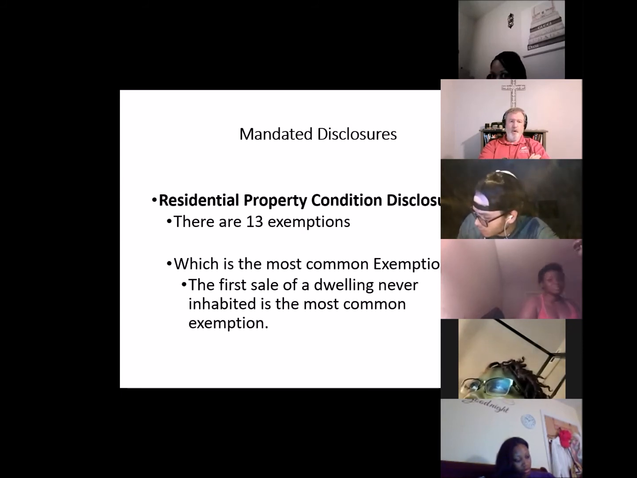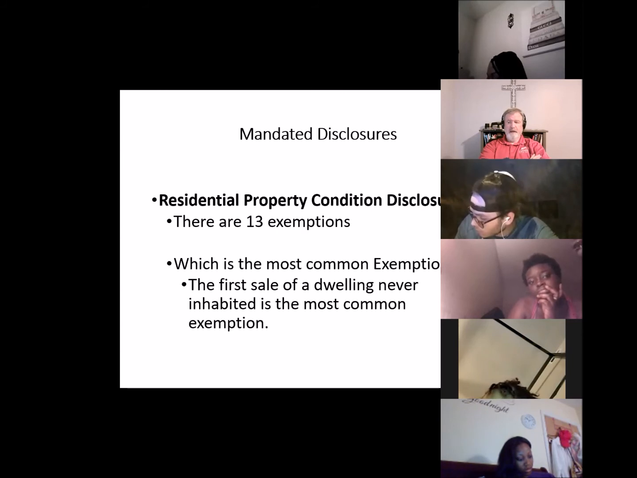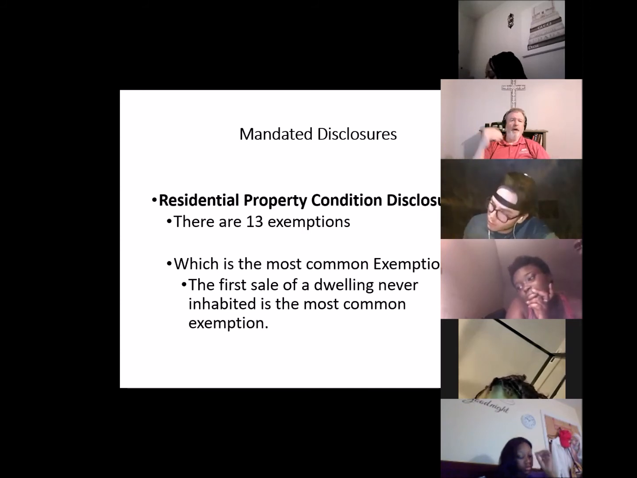But I will tell you, there are two questions I hear they like to ask about the exemptions. So I'm going to go ahead and tell you one of them right now. The question is, which of the following exemptions do you think would be the most common exemption? And the answer they're going to be looking for is number 10: any sale involving a dwelling that has never been lived in or inhabited before. They're talking about new homes. Brand new homes are exempt because nobody's ever lived there before. New homes are exempt. So are builders exempt?